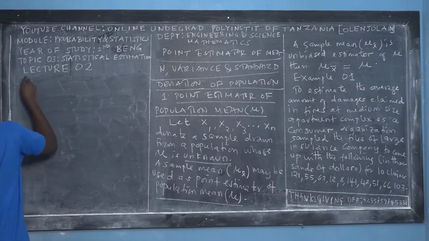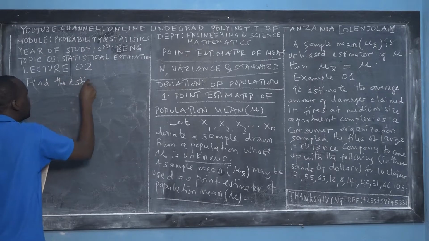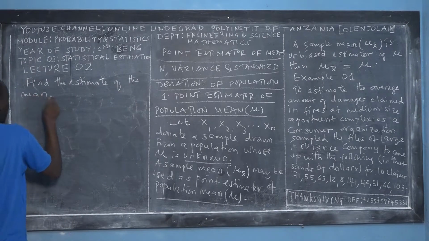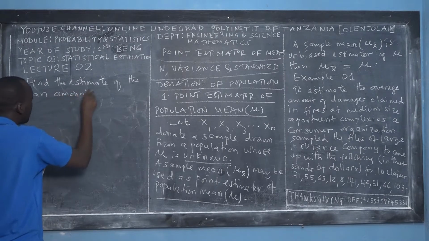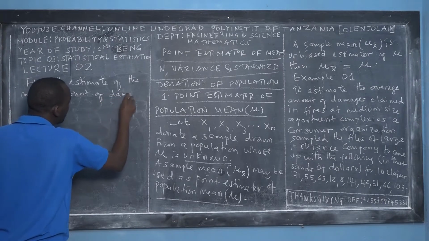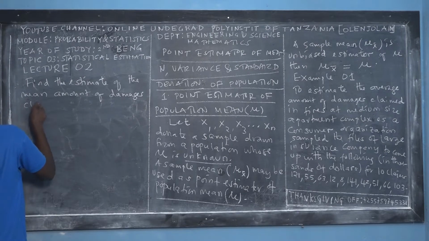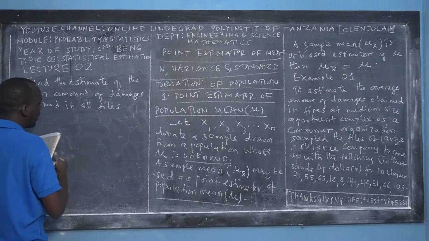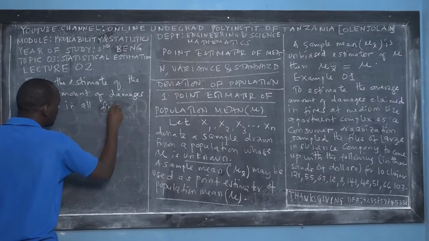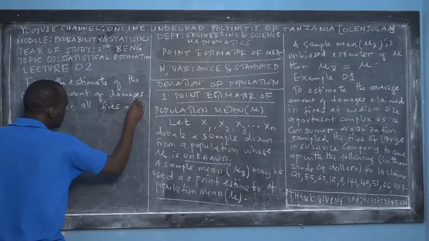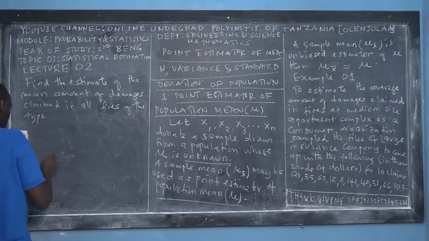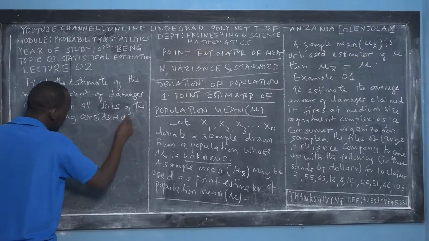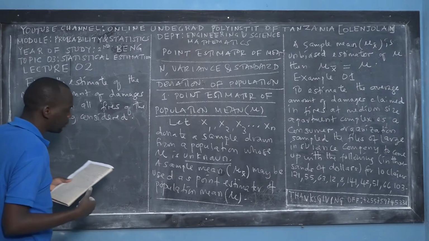So then the question asks you, find the estimate of the mean amount of damages claimed in all fires of the type being considered. That's the end of the question.